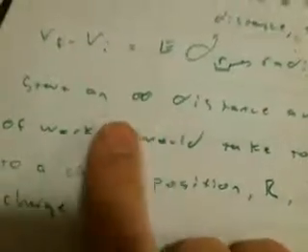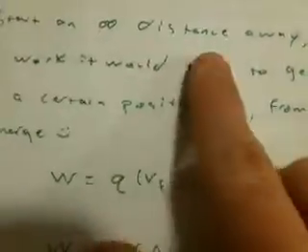So if we start at an infinite distance away from something, how much work would it take to move a particular charge from an infinite distance away, closer and closer and closer to a certain position r from a point charge? That's what we're going to do. So we're going to take an imaginary hypothetical Q, an infinite distance away from a fixed point charge, and say how much work would it take to get it there.